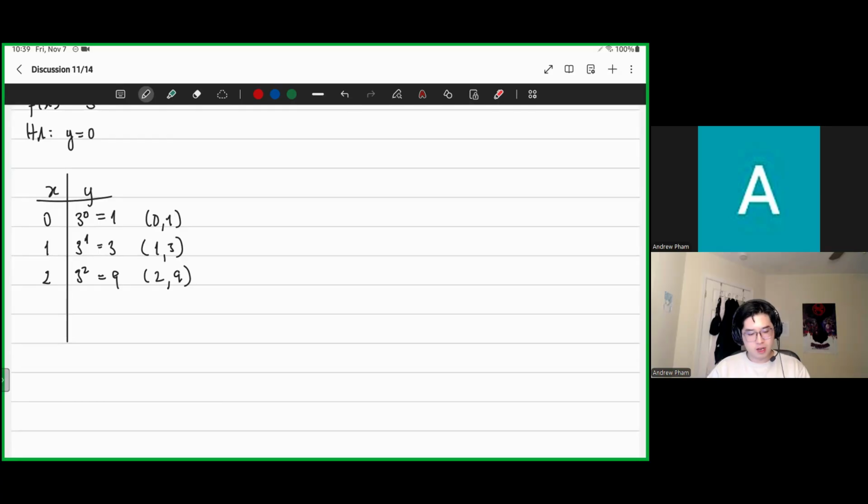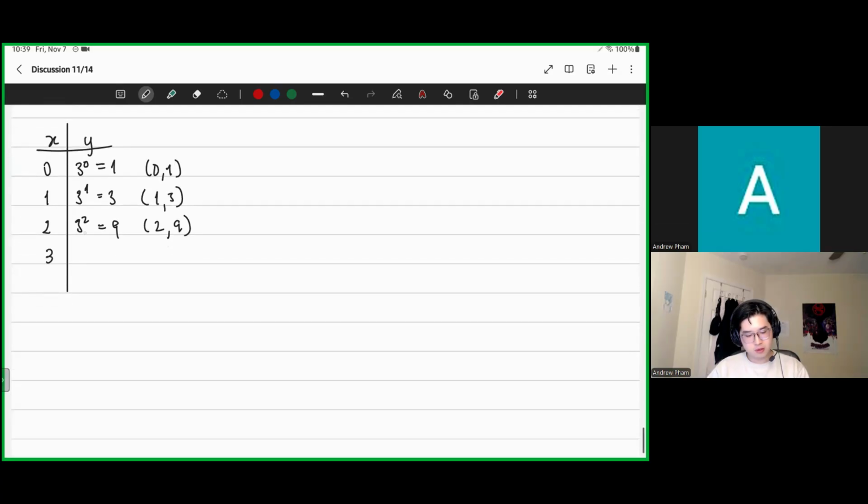I could also graph a third point. X is 3. 3 cubed is 27. You can see this gets really big really quickly because it's exponential. Exponential growth is really fast. It's much faster than linear functions.